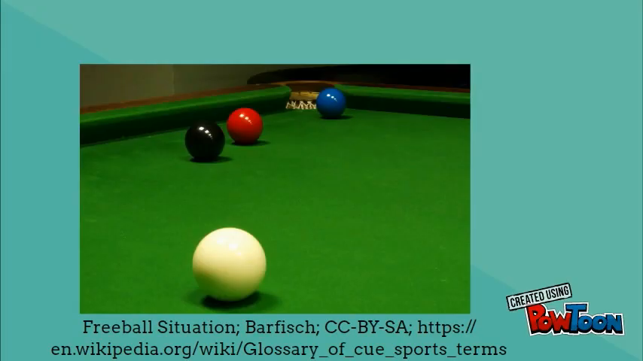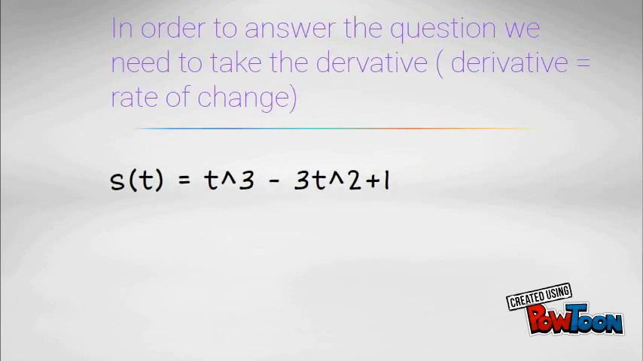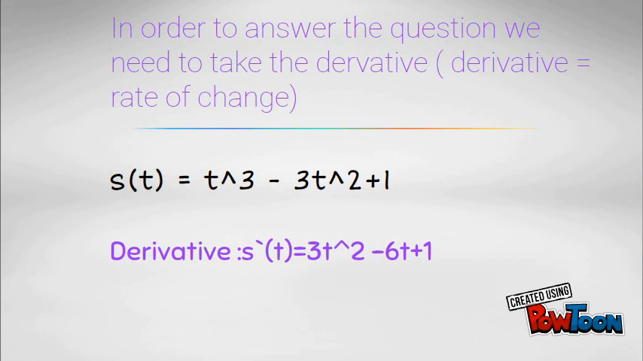Above represents the current position of the cue ball, where t represents the time in seconds. In order to answer the question, we need to take the derivative. The derivative is 3t squared minus 6t plus 1.